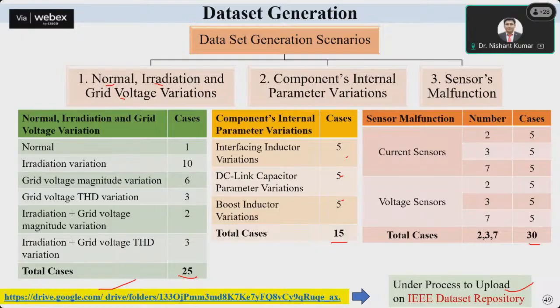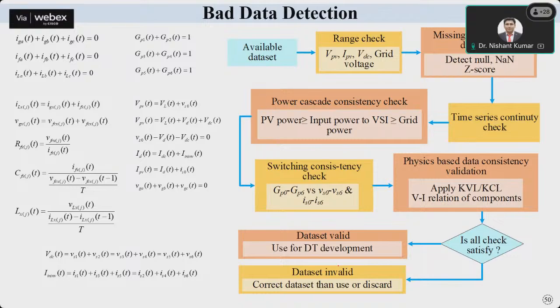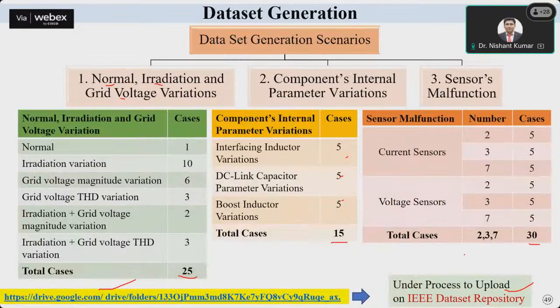So with this data, what type of research can you do? The first is bad data detection. This total of 30 cases can be used for that.